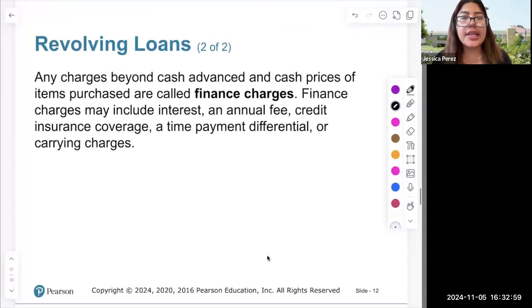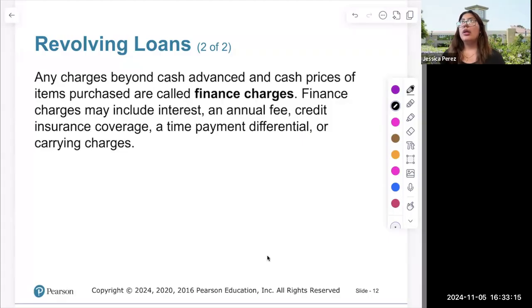Now, for revolving loans, any charges beyond cash advances and cash prices are called finance charges. Finance charges may include interest, an annual fee, credit insurance coverage, and payment differentials or carrying charges.